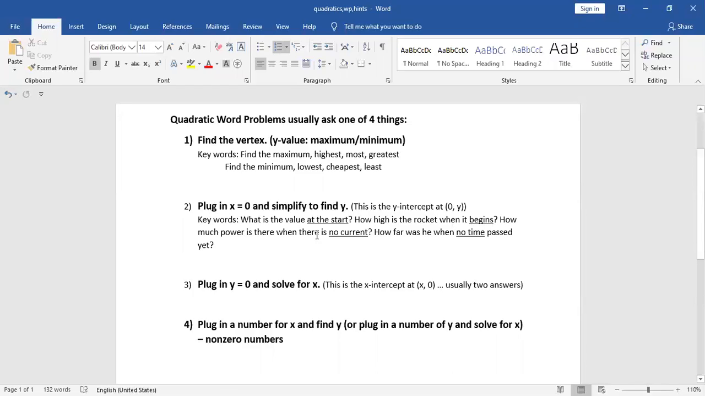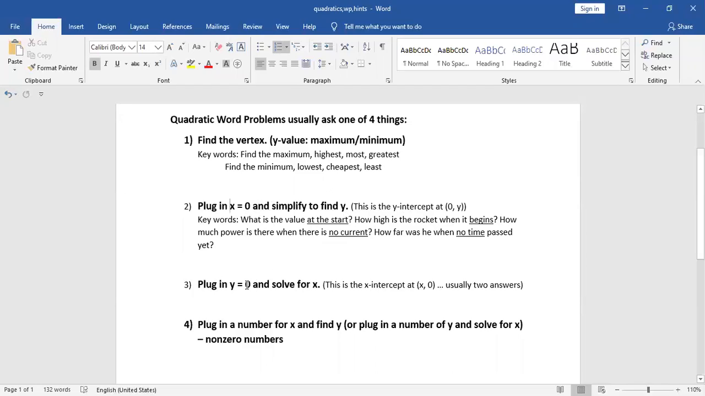How much power is there when there is no current? Well, no current means that we're going to start with a current of 0. So that's the secret x equals 0. Likewise, if they ask how far was he when no time has passed, so that means plug in 0 and find y.